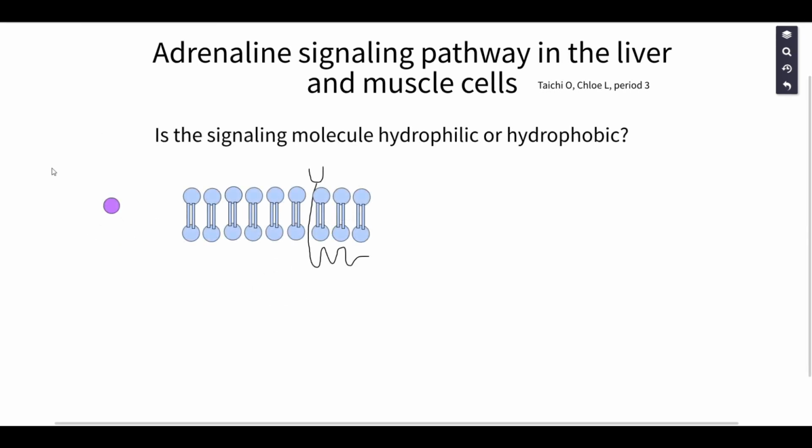Is the signaling molecule hydrophilic or hydrophobic? Adrenaline is a polar hydrophilic molecule, which prevents it from being able to enter the cell through the lipid membrane. To counteract this, a surface protein called the G protein coupled receptor binds to the adrenaline molecule and starts the epinephrine signaling pathway within liver and muscle cells.